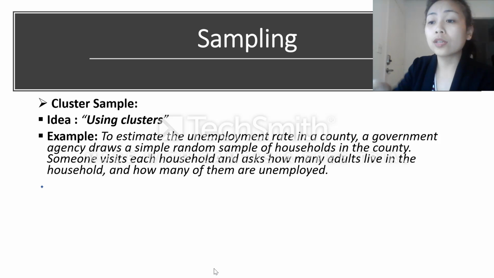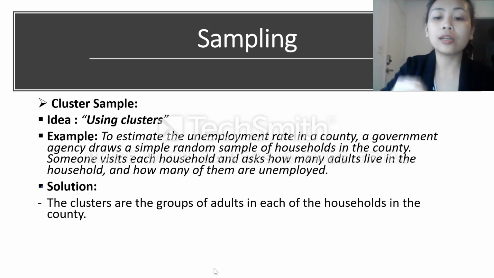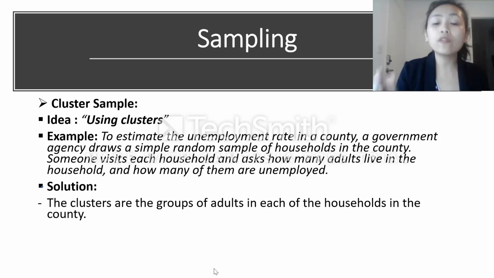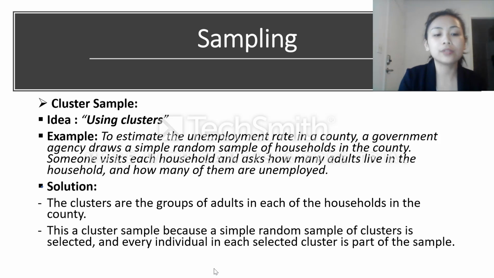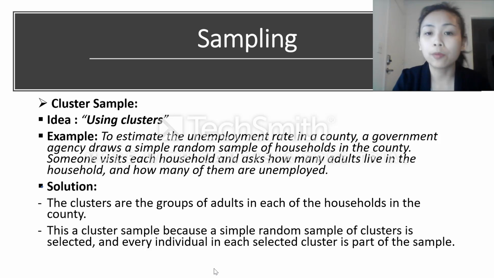And in each household, they will collect information of all members in that household. So in this case, the clusters are the groups of adults in each of the households. So each household is a cluster. And all the members in one cluster will be sampled. You see that? So this is a cluster sample because a simple random sample of clusters is selected, and every individual in this selected cluster is part of the sample.